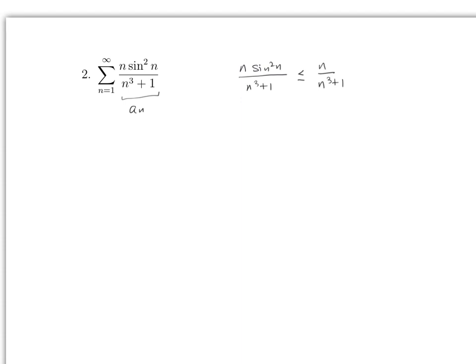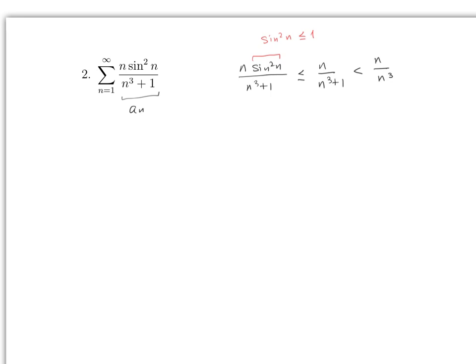Well, the reason is that, remember, sine squared is always less than or equal to 1. So that's why this is true. But also, notice that this is less than n over n cubed. Why? For the same reason as in the previous problem.